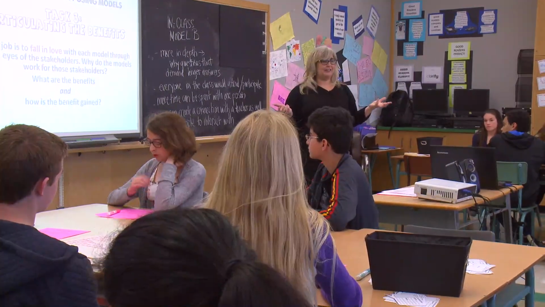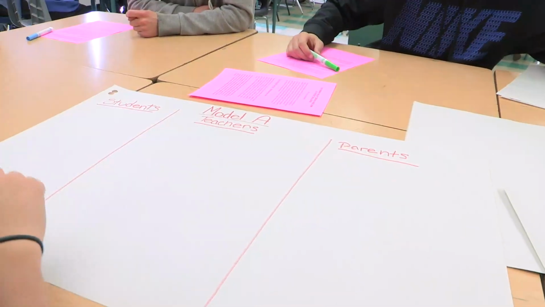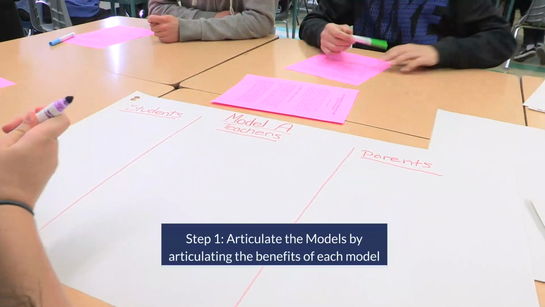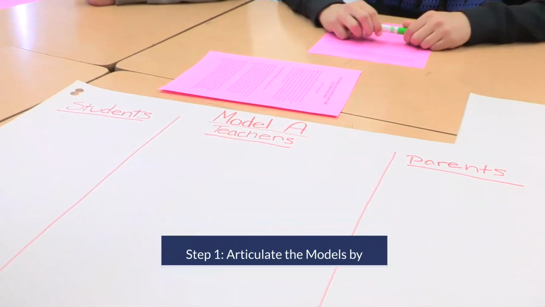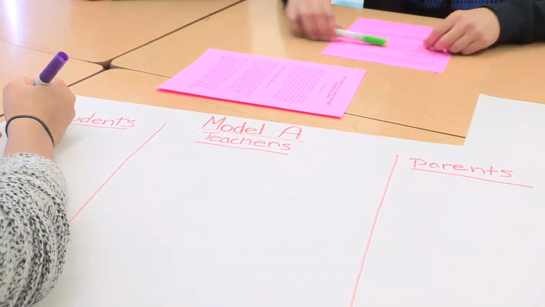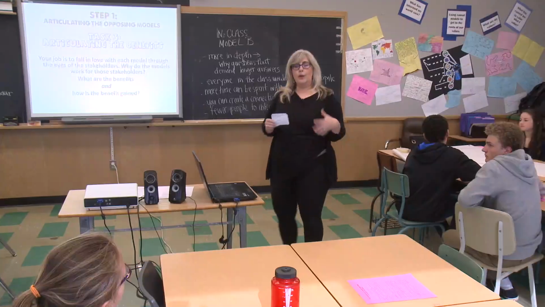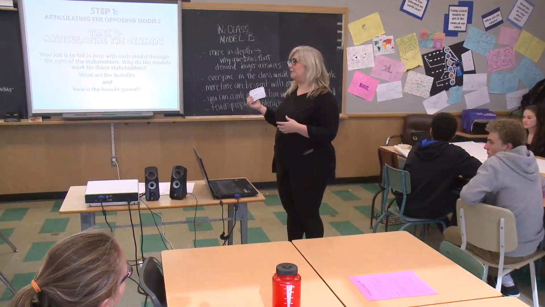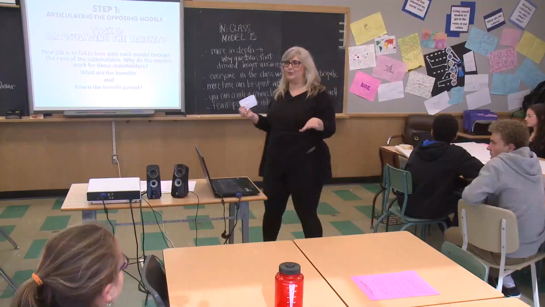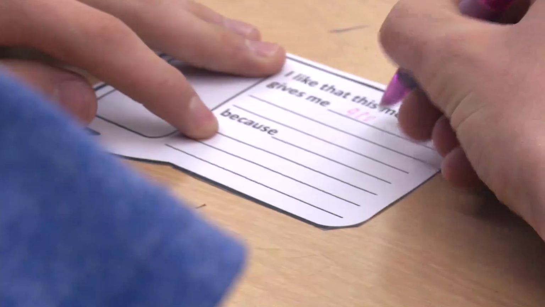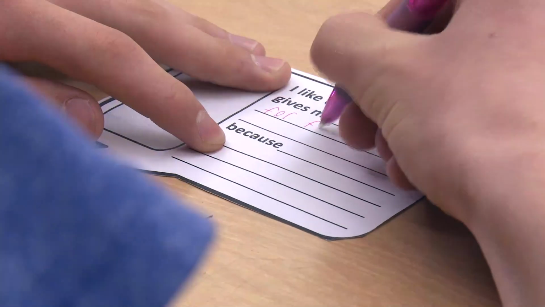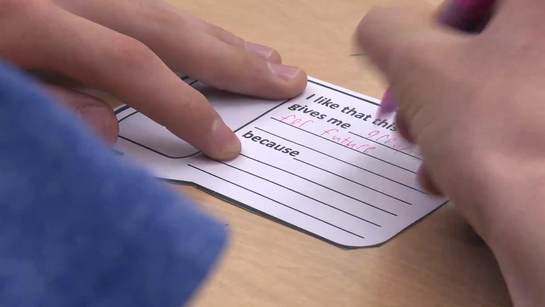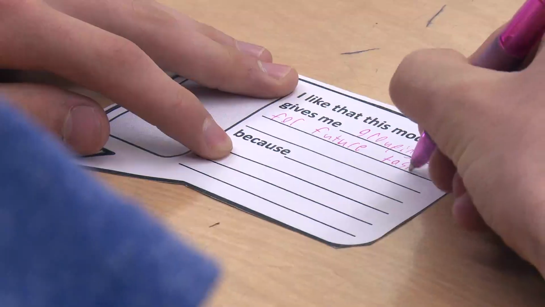So here's your task. On a new piece of chart paper, I would like you to put model A and model B. And I want you to set up three columns for the three stakeholders. What I want you to do is use these benefit bubbles to come up with the benefits from the three stakeholders' perspectives. And these bubbles are kind of cool because what it does is it allows you to describe what the model gives you and how the model gives it to you.